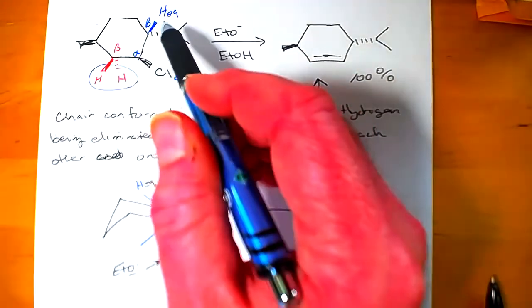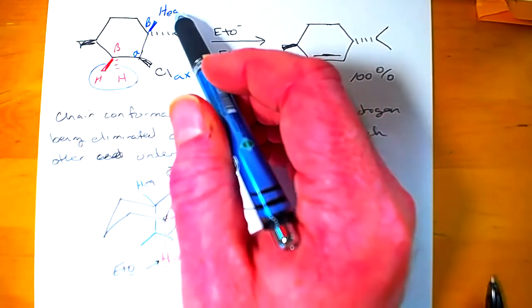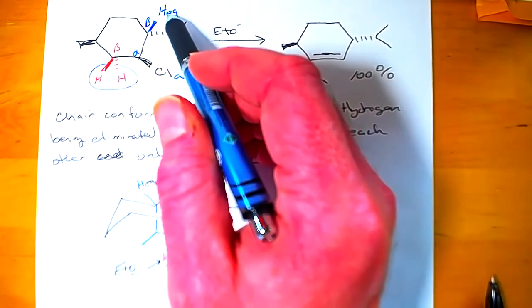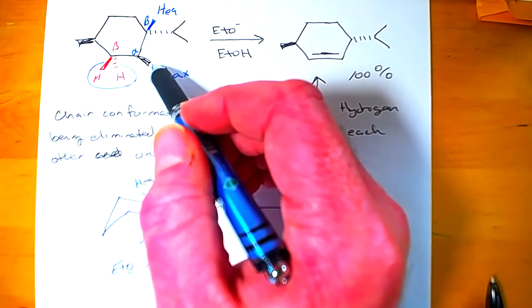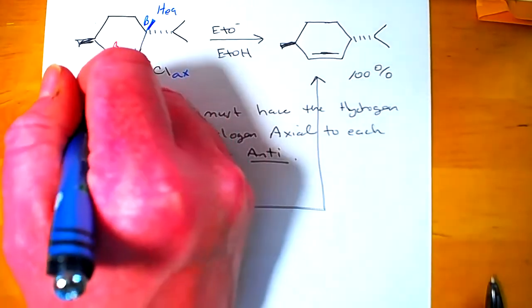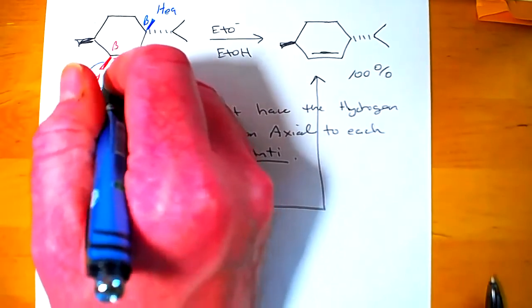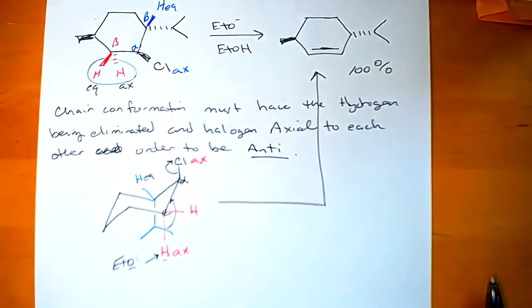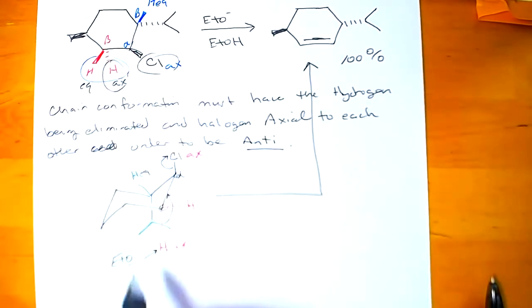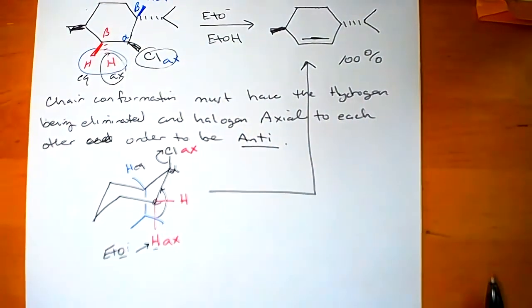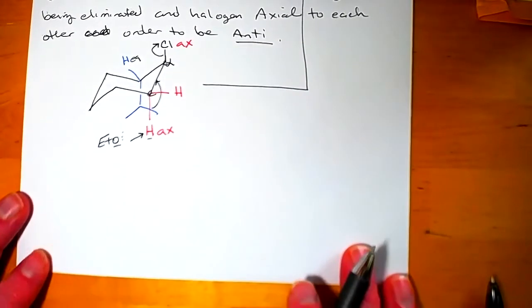If you had done what we did earlier, we already know that that hydrogen's equatorial, so it can't be eliminated based on this little trick. And so you know that, okay, that hydrogen is going to be equatorial. Well, then this hydrogen right here must be axial. So we know that's the hydrogen that's going to be eliminated with the chlorine. So you can predict this.